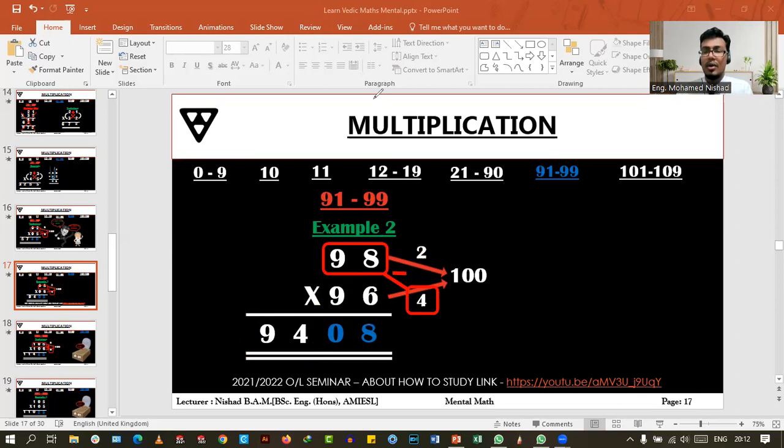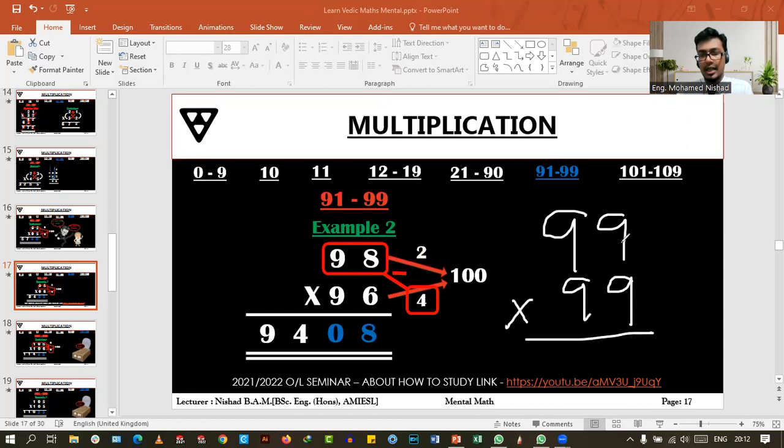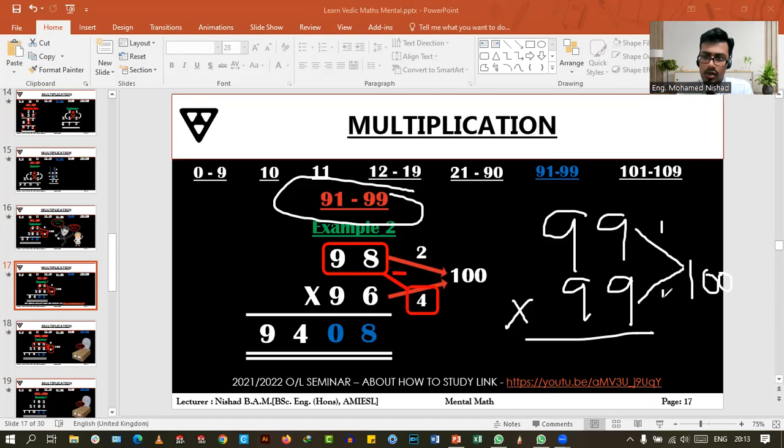If I provide you another example, then this technique will be easier for you to understand. As an example, if I write 99 times 99, we know that these two numbers lie in this range. Now, we have to take this 100. The difference between 99 and 100 will be 1. And also, for the other 99 and 100, the difference is also 1. Now, we have to multiply the differences, not these two numbers.